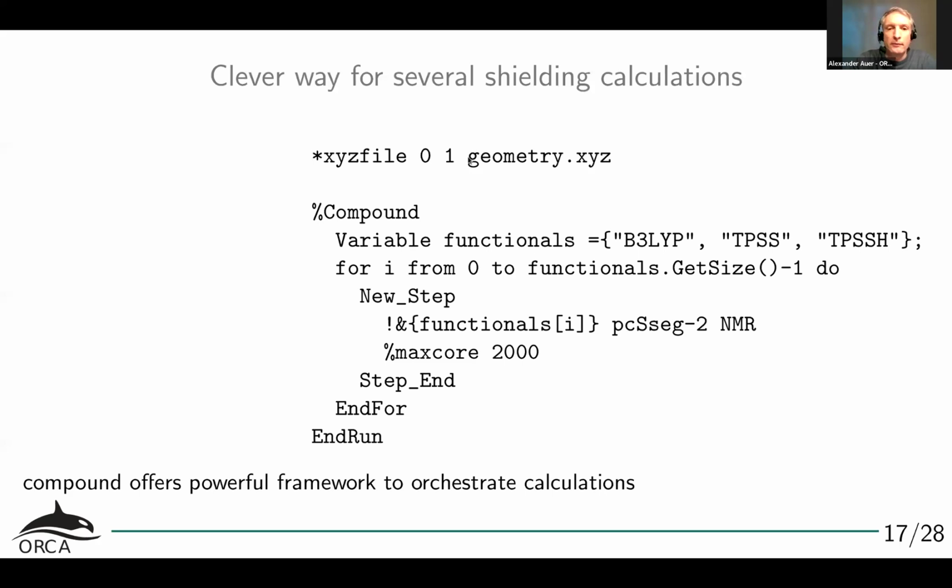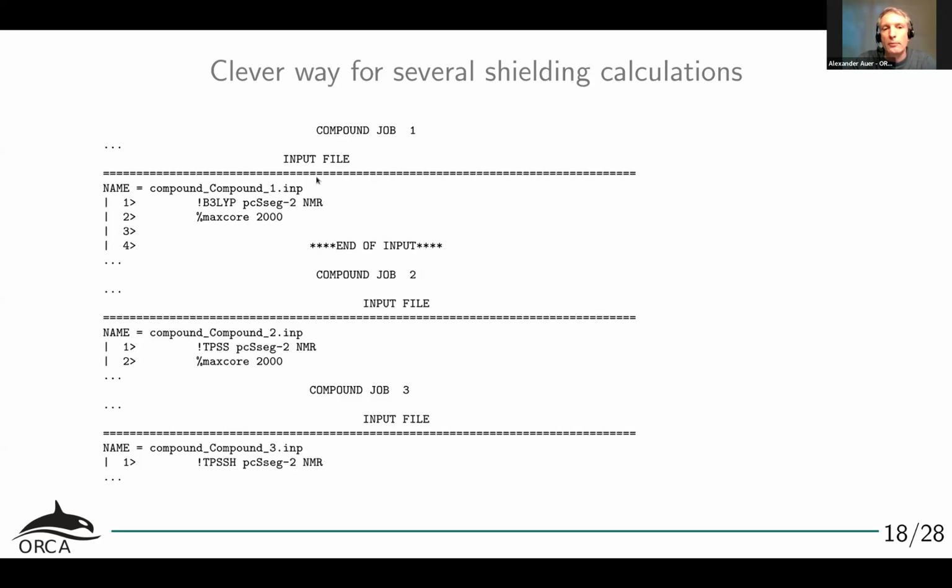If we want to be fancy, we can also use a compound script. So the compound script is a powerful framework to orchestrate calculations, and this is what a compound script would look like. You still give the geometry, but here you actually define a variable where you give all your functionals, and this is your ORCA input line. And what this does is it loops through all functionals and does 3 calculations in one shot. And the output file contains compound job 1 with B3LYP, compound job 2 with TPSS, and 3 with TPSSh, for example. So this is really nice, and it makes your life a lot easier if you do series of calculations.